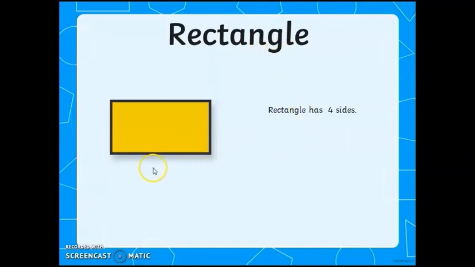Now, I told you the name. Can you tell me how many sides a rectangle has? Good, if you all say 4. Let's count together. 1, 2, 3, 4. And unlike square, dear students, rectangle, 2 sides they are long and 2 sides they are short.